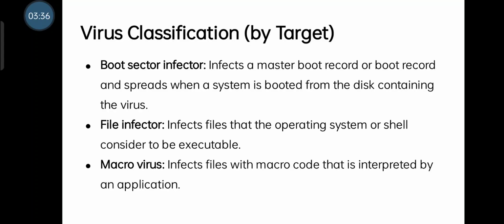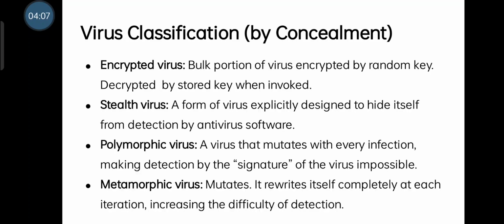A boot sector infector infects the master boot record. That is, in the OS we have the master boot record. It tries to damage the master boot record itself and spreads when the system is booted from the disk containing the virus. A file infector infects files that the operating system or shell considers to be executable. Next one is macro virus, which infects files with macro code. Macro code is somewhat like a function call which will be activated or interpreted by the application.